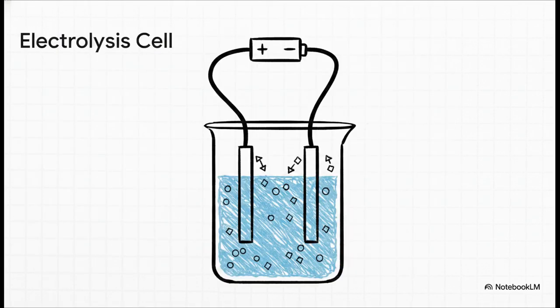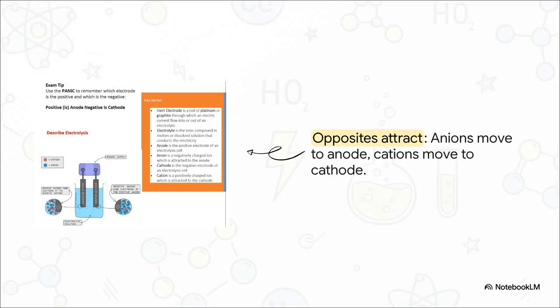Trust me, when you're dealing with electrical circuits and chemistry, this ensures you'll never, ever forget which pole has which charge. Okay, so before we flip the switch, let's set the stage. Our electrical liquid circuit needs a few key players. First, inert electrodes, usually graphite or platinum, so they don't mess with the reaction itself. These get dunked into an electrolyte, which is just an ionic compound that's melted or dissolved so its ions can freely swim around. And, thanks to PANIC, we know our positive anode and negative cathode will pull in those negative anions and positive cations. It's literally the oldest rule in the book: opposites attract.